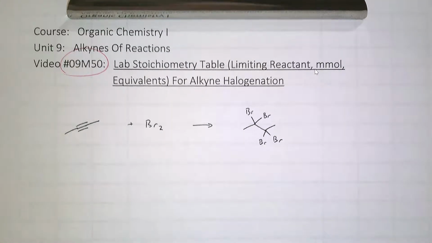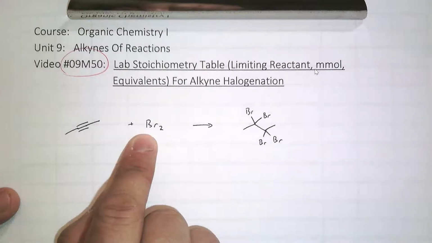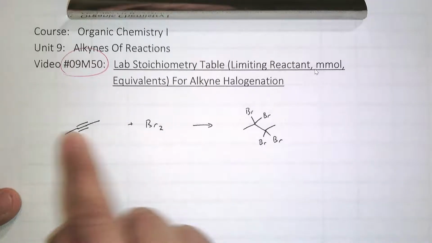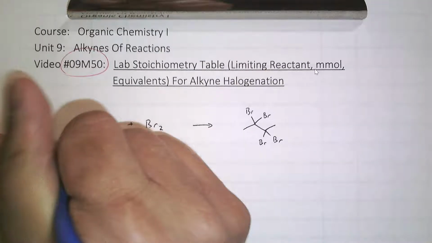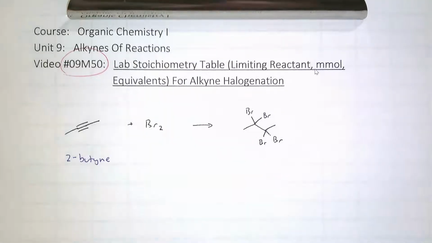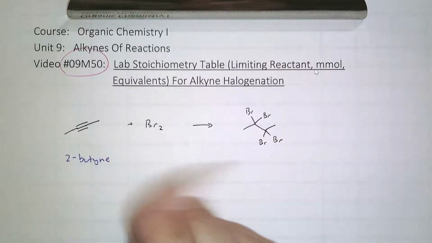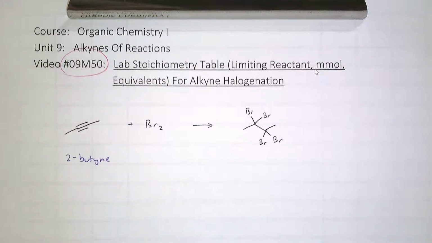So hopefully you can tell that we need 2 equivalents, or 2 Br2 molecules, to react with every 1 molecule of, the name of this is 2-butyne. And essentially you're adding Br to each pi bond. And again, the triple bond has 2 pi bonds. Before we get too far with this reaction and onto the stoichiometry table, let me show you.